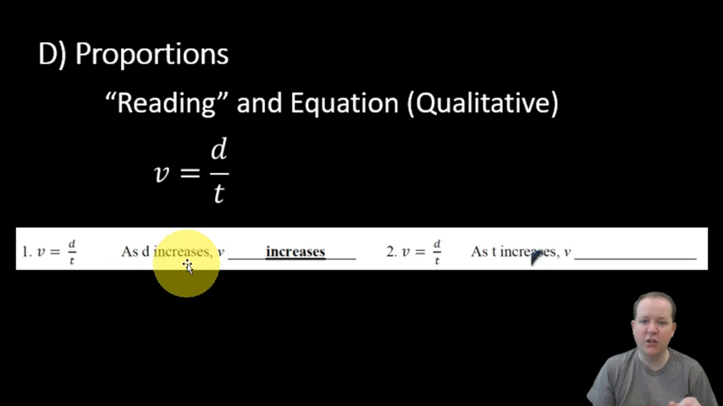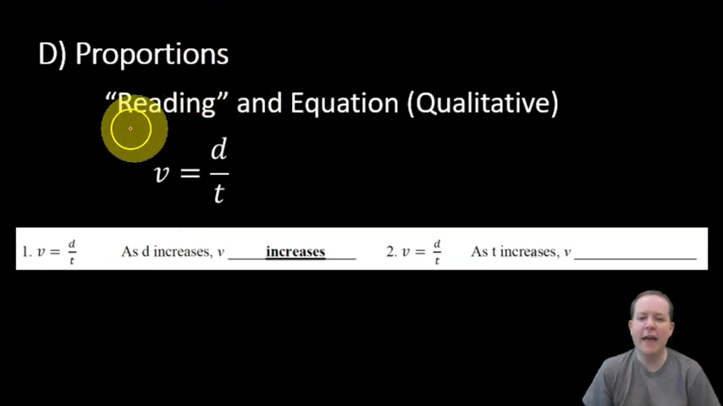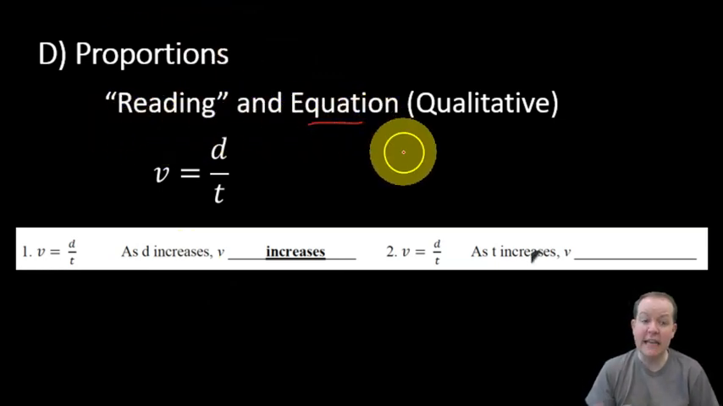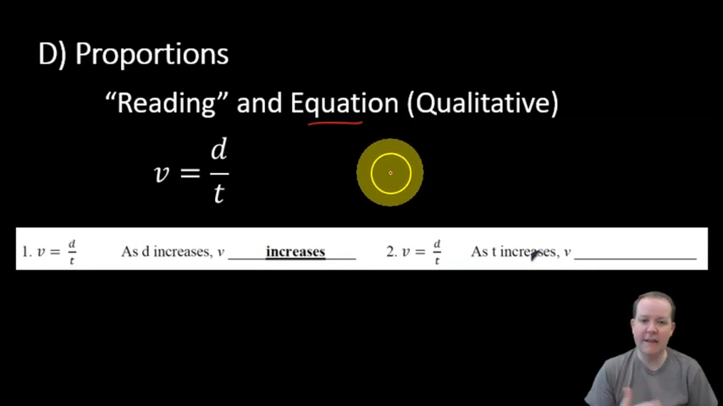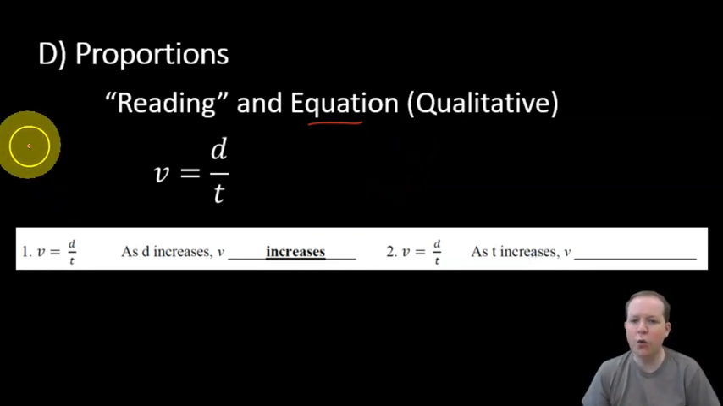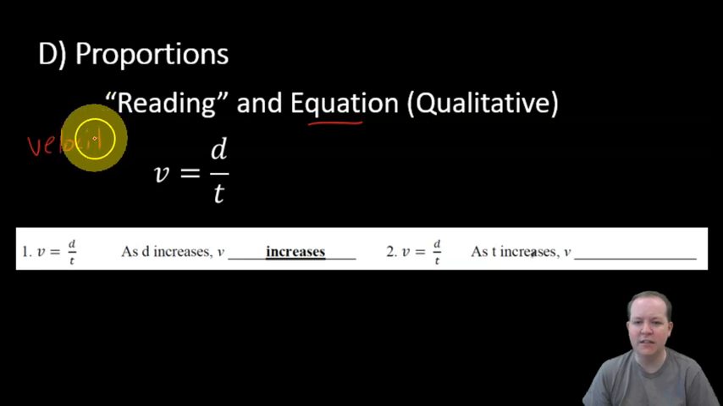Okay, team, we're in the home stretch. This is the last letter, letter D, proportions. The first thing I want to talk about is this idea that an equation tells us information. Equations are kind of like physics stories. This is a story right here in this equation about velocity.